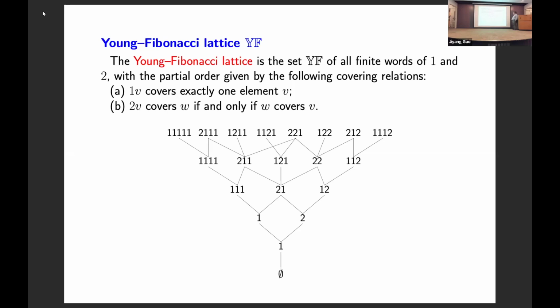The word 1, 2, 1, 1 covers 2, 1, 1. So this removes 1. Then 2, 1, 2, 1, 1 covers this 2, 1, 1. And the word 2, 2, 1 covers these three elements: 2, 1, 1, 1, 2, 1. Because if you remove 2 here, then you get 2, 1, so 2, 1 is here. So 2, 1 is covered by these three elements, and this 2, 2, 1 covers those three elements. So this Young-Fibonacci lattice is constructed from the bottom by reflecting the whole Hasse diagram and extending each element one element above it.